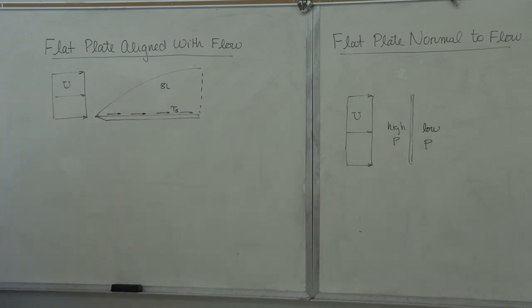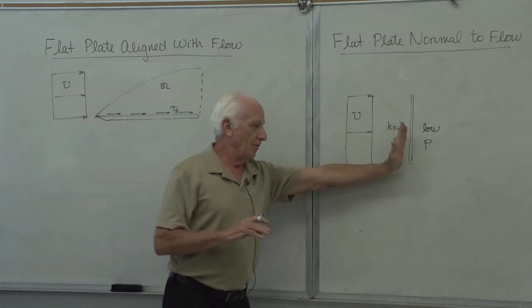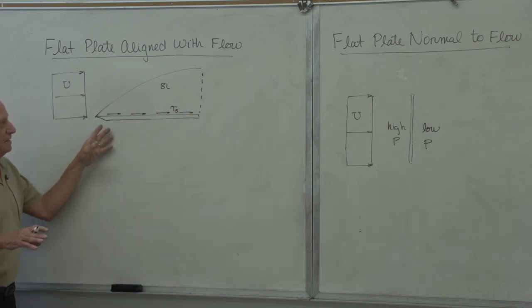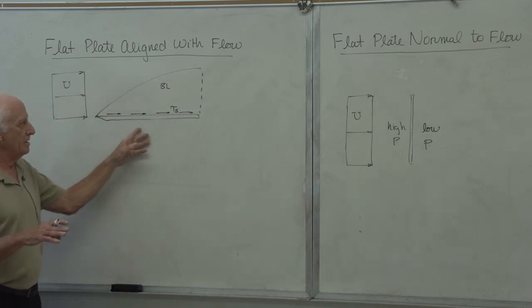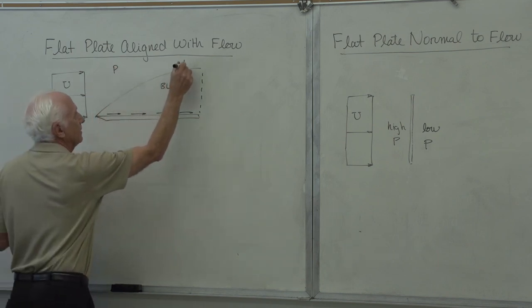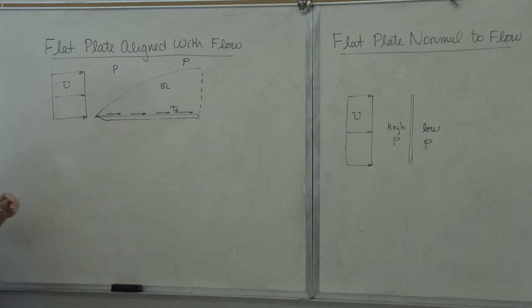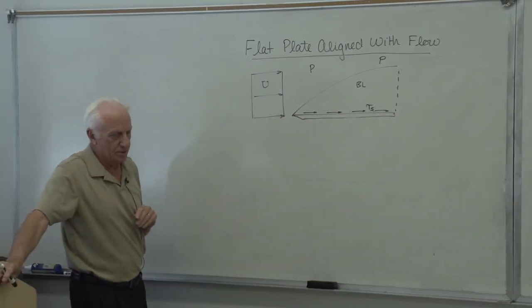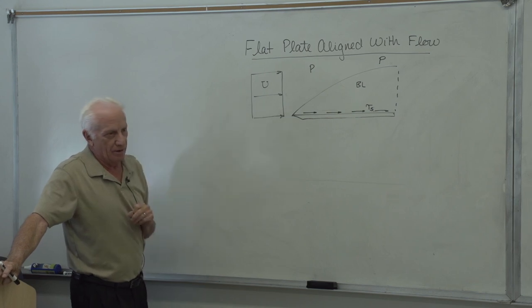So take that flat plate. In this situation, aligned with the flow. In this situation, normal to the flow, and things happen. Is there any difference in pressure here and here? No, we assume the pressure here is the same as the pressure here. The pressure outside the boundary layer we assume to be constant. No difference in pressure. There is no pressure drag over here.